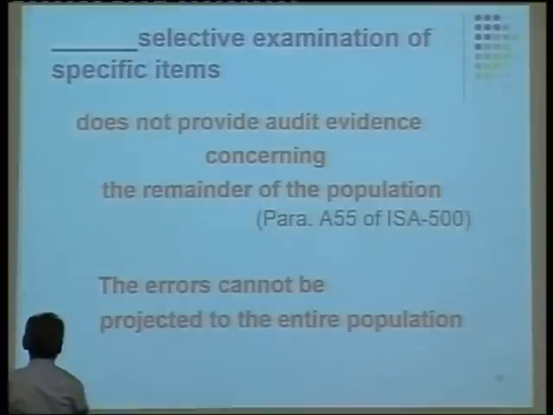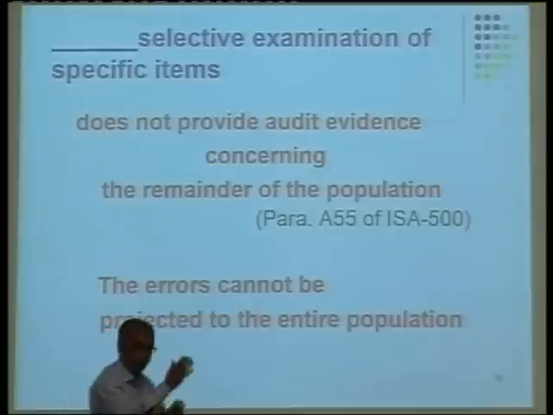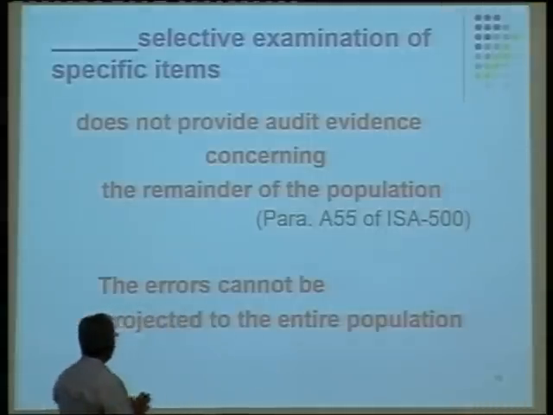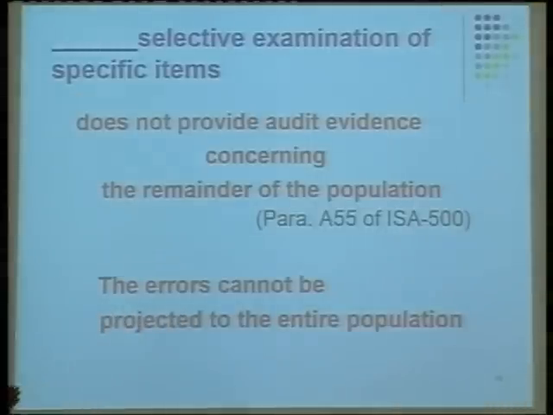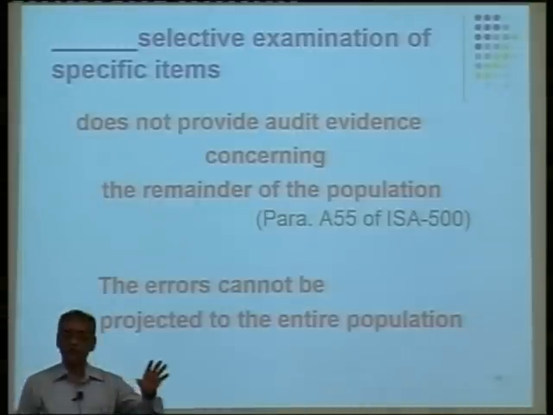What is the problem with selecting high value or specific items? Selective examination of specific items does not provide audit evidence concerning the remainder of the population. Why? Because the errors cannot be projected to the entire population. That is the problem with selective items. That is not sampling. That doesn't mean we cannot use it. We can do it. Yes.